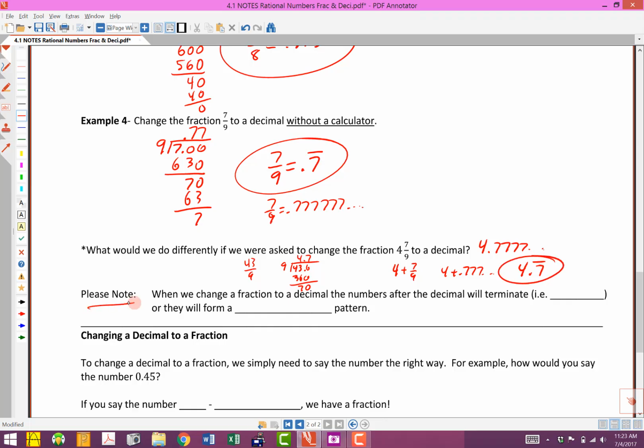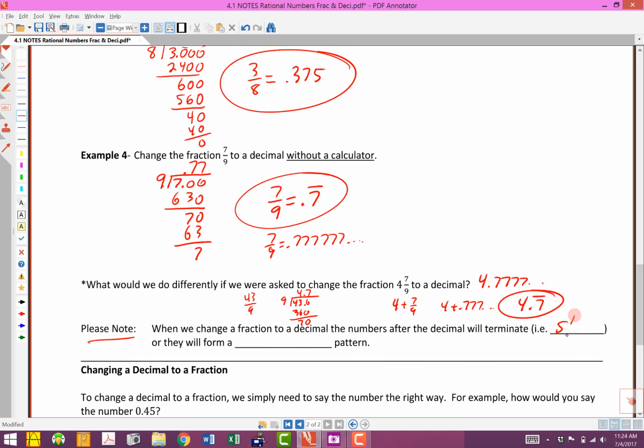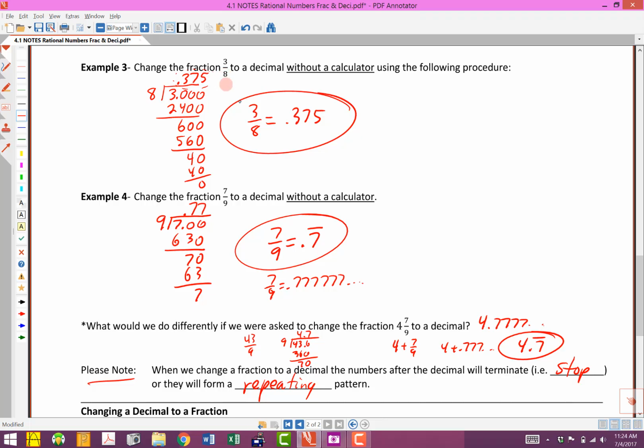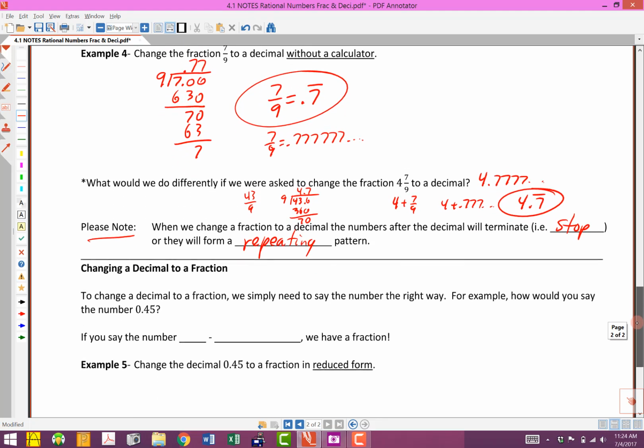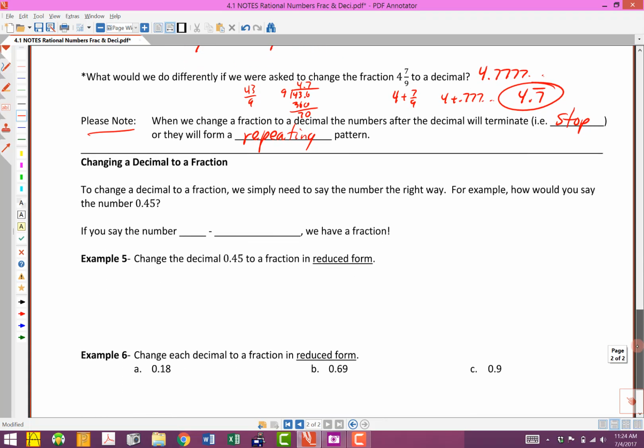One thing that I definitely want you to note is when we change from a fraction to a decimal, the numbers after the decimal will terminate. In other words, terminate means stop, or they'll form a repeating pattern. So we've got two examples right here. One of them terminates. Like 3/8, when we change it into a decimal, it stops cold right there. 3.75, that's it. This one goes on forever, but it has a repeating pattern. So this one terminates, that one stops. This one has a repeating pattern. So if you ever see a decimal number that stops or has a repeating pattern to it, you know that came from a fraction. It came from a rational number.